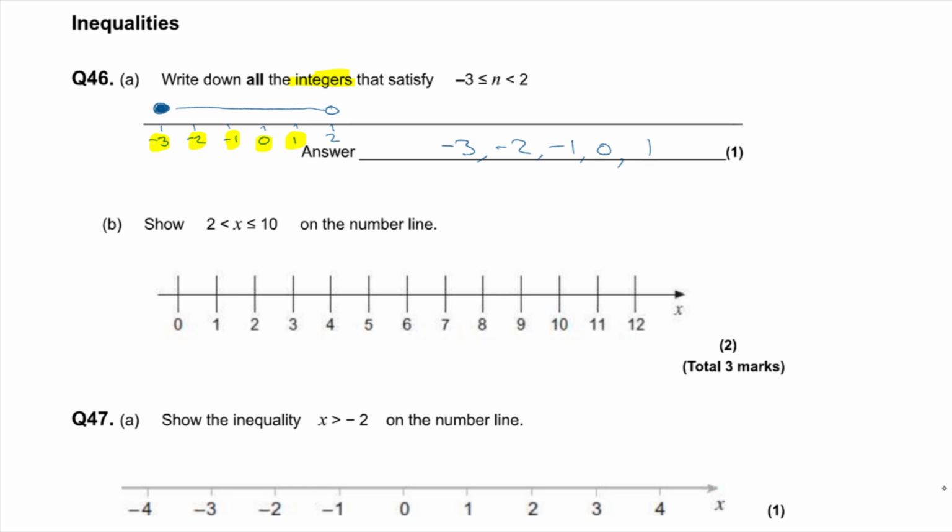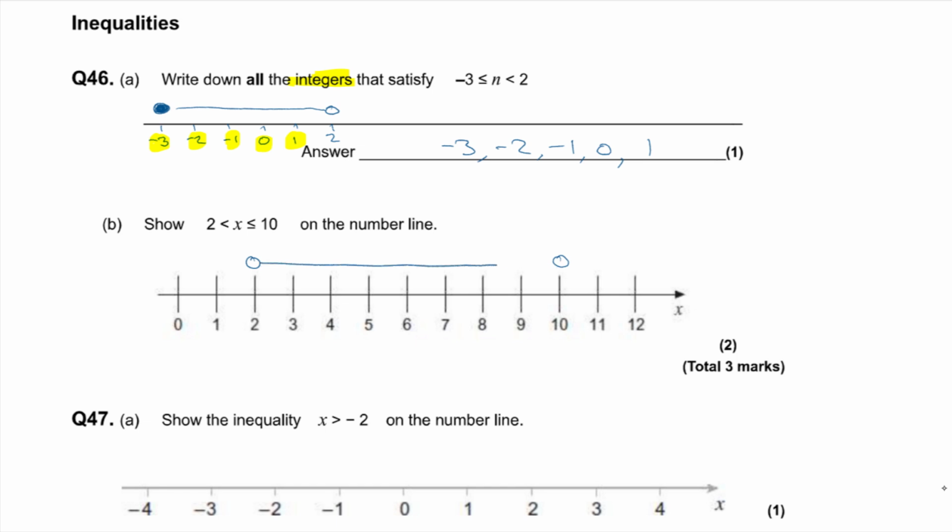definitely not 2. Part B says show 2 is less than x, which is less than or equal to 10 on the number line. So doing the same thing, drawing a circle at 2, drawing a circle at 10, drawing a line that joins them up.